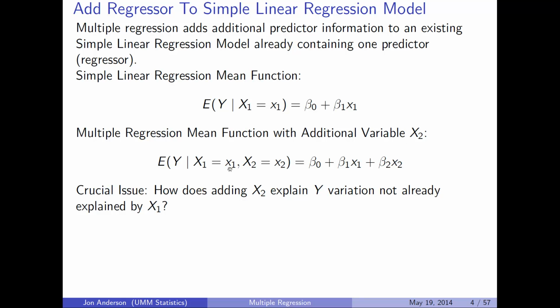And so we'll be talking about mean functions like this, where there is an intercept beta naught, beta 1 is the effect and multiplier for the predictor variable x1, and beta 2 will control the impact of predictor x2. So really the crucial issue that we're going to be spending time on is how does the additional variable x2 explain y variation that hasn't already been explained by x1.